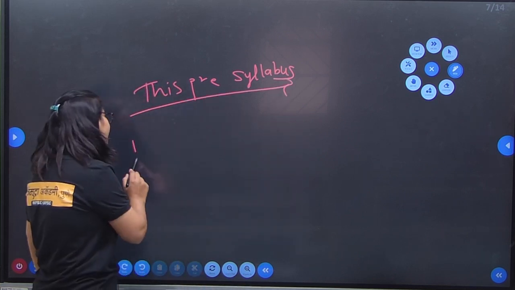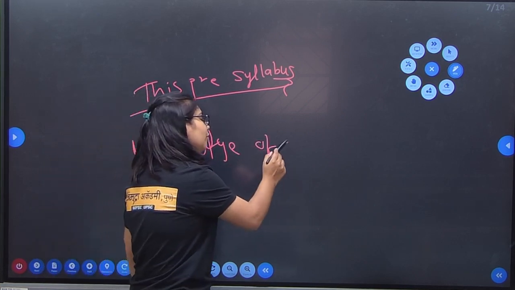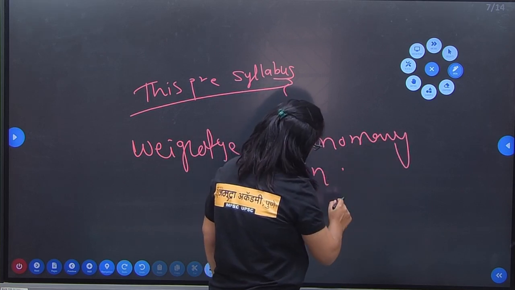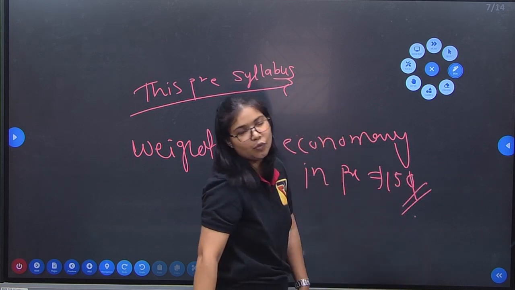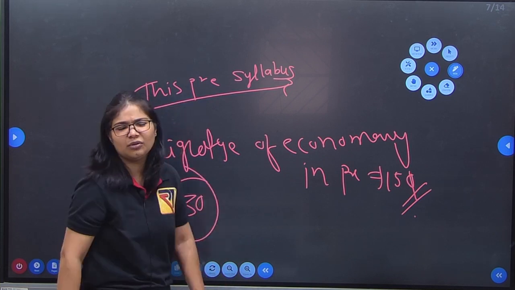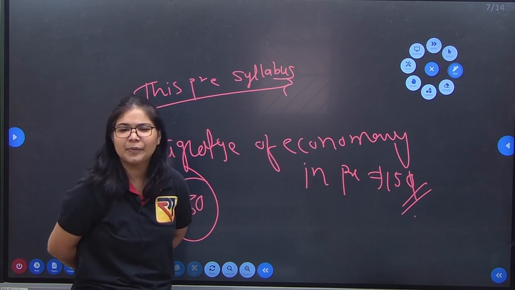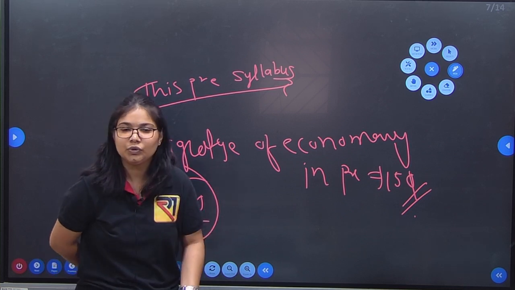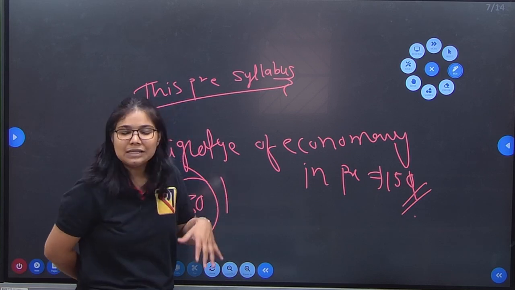And the weightage of economy in the prelims is 15 questions. Each question carries 2 marks, around 30 marks. You have to answer questions for 30 marks in the prelims. These 30 marks are the deciding marks to get into the mains or not. We have to learn the subject.